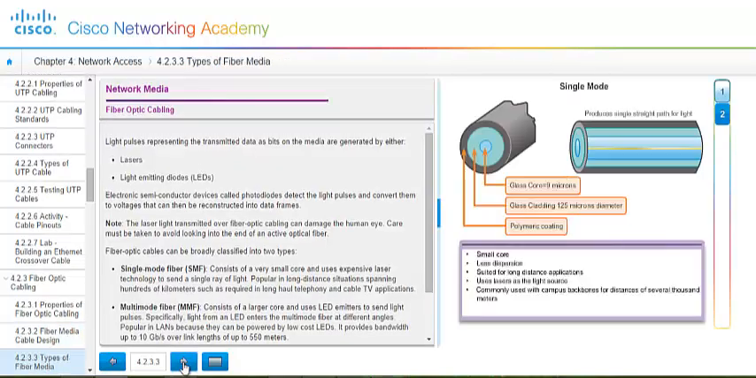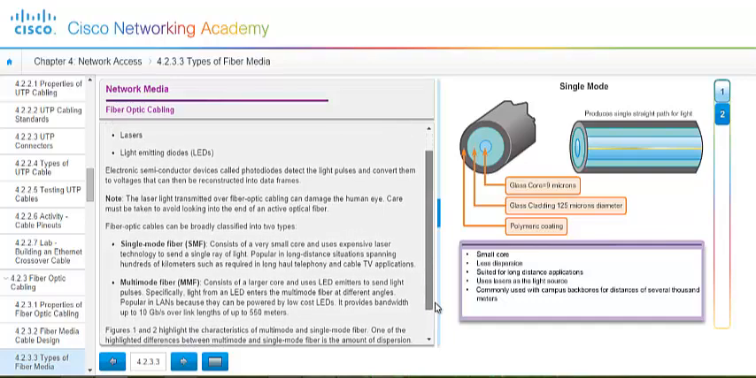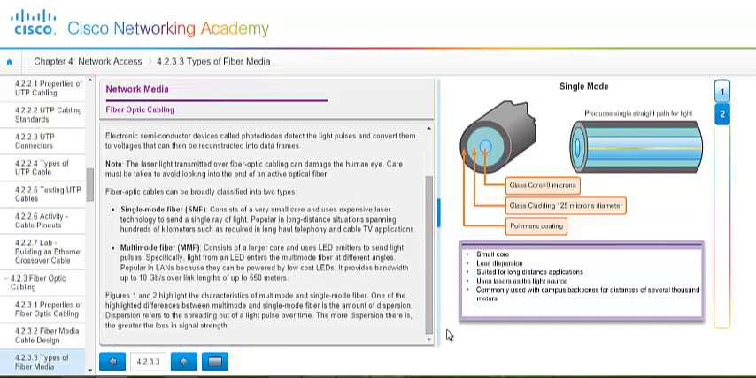Light pulses representing the transmitted data as bits on the media are generated by either lasers or light emitting diodes, the LEDs. Electronic semiconductor devices called photodiodes detect the light pulses and convert them to voltage that can be reconstructed into data frames. Our fiber optic cables can be broadly classified in two types. You have your single mode fiber and you have your multi-mode fiber.